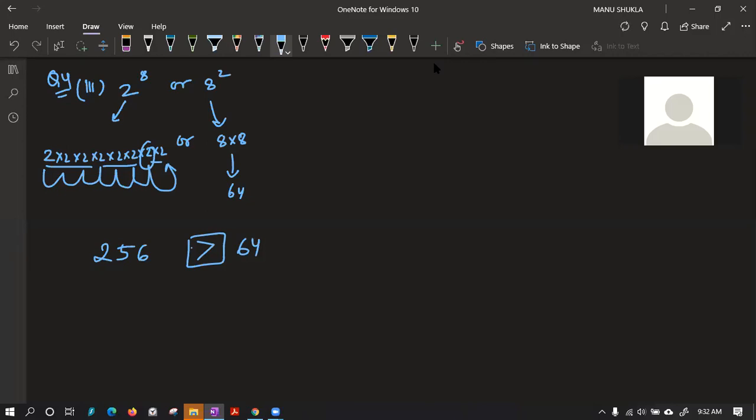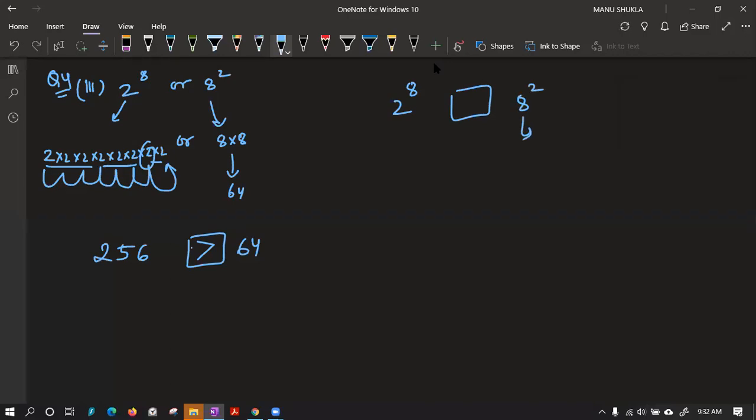And Arnav, please don't get confused. These things are different. 8 power 2 says 8 multiplied 2 times, and 2 power 8 says 2 multiplied 8 times. They both are different. And if it is a subjective exam, then we cannot just write the answer by observation. We should show it also.